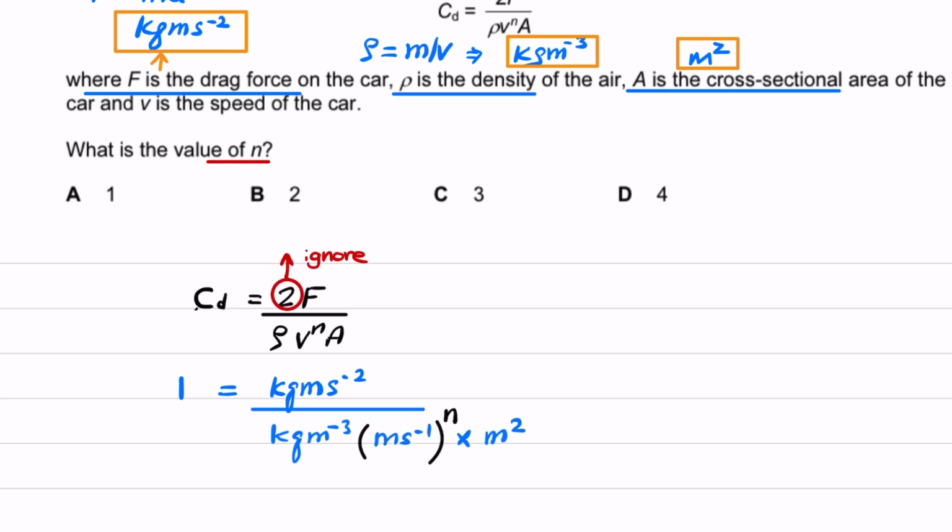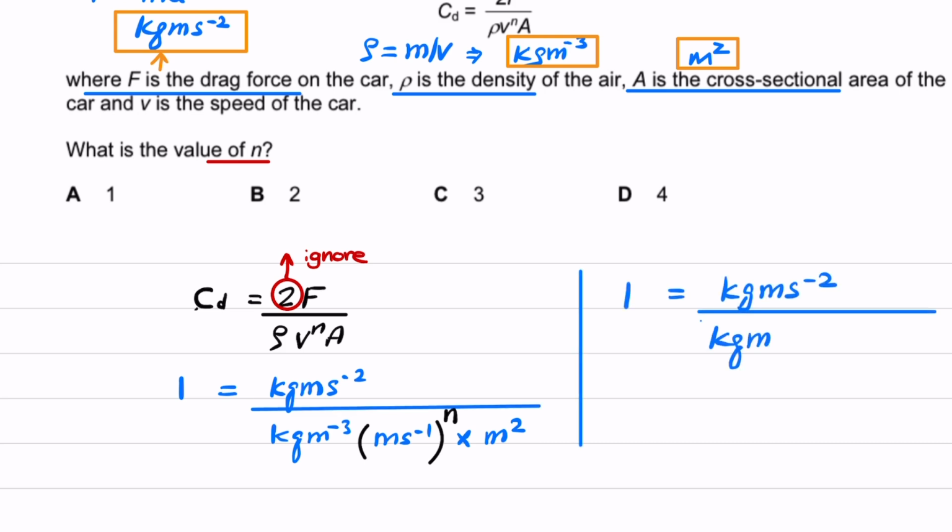Okay. What do you see here? v has a power of n. So what I did, I just put a bracket and I wrote down the units for v. v is speed over here, as it is said in the question. So we will write meters per second and write down the power as n. Okay. Next, just simplify this equation as much as possible.